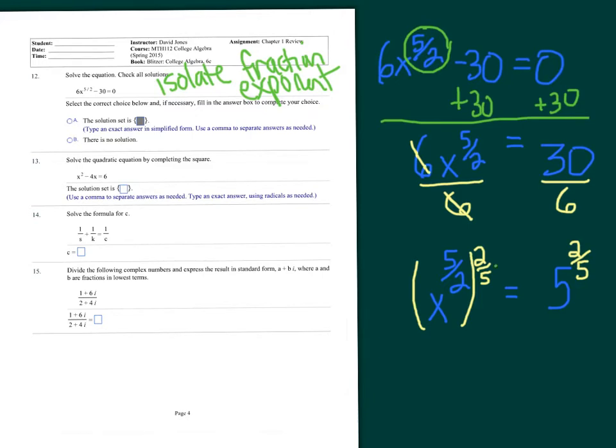So on the left, the 5 and the 5 cancel, the 2 and the 2 cancel, and we're just left with x to the first equals 5 to the 2 fifths power.